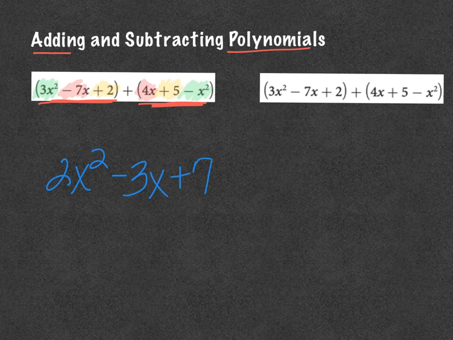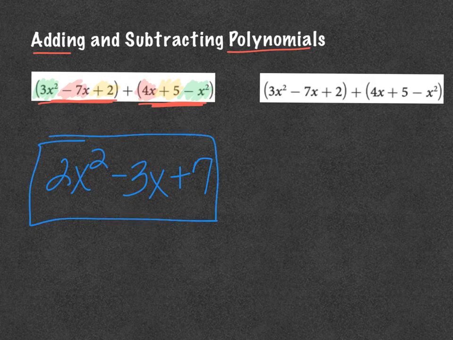Okay, so I just added that polynomial together, basically just combining like terms. Now, I did put it in standard form, because you can see the greatest degree went first, and then the next one, and then the constant term. All right, now another way that our curriculum shows us to do this is called the vertical format.